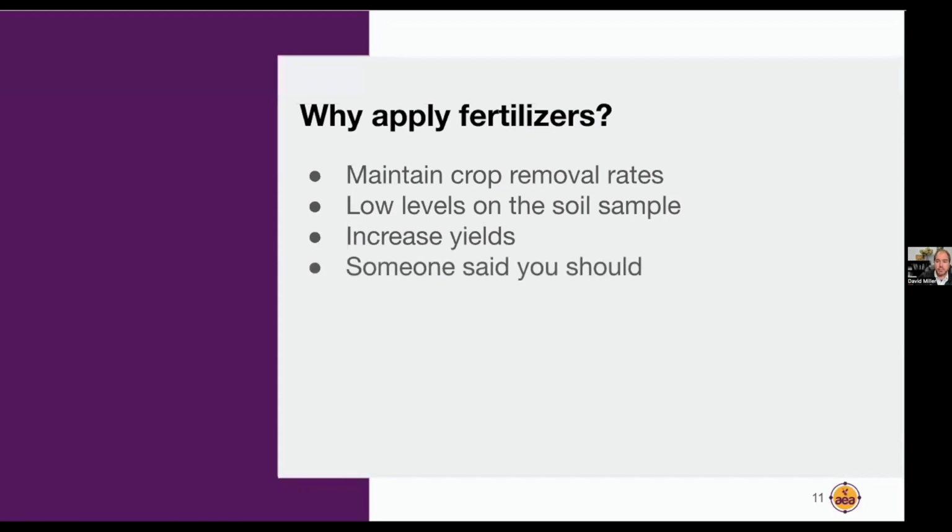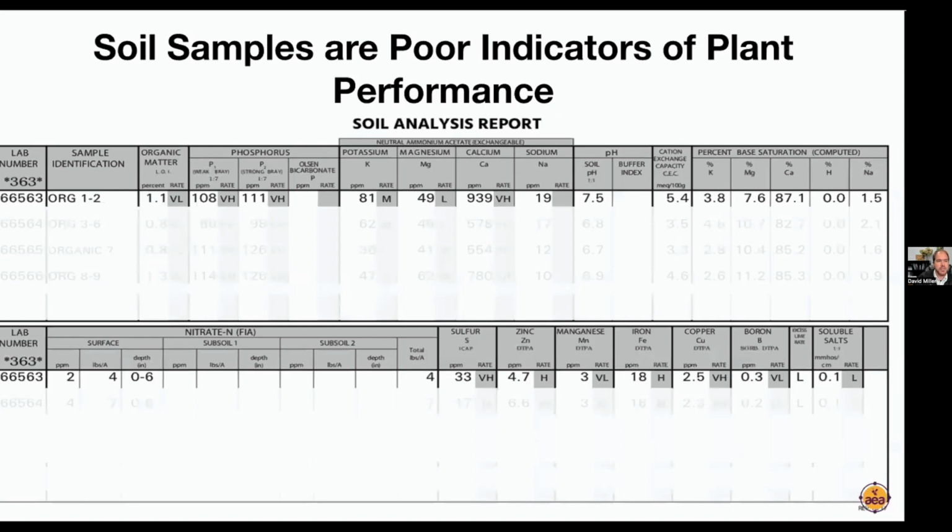Maybe someone just said you should apply it. Maybe it's something that you've always done on your farm. Maybe you've never asked the question, and that's okay too. That's part of why we have the discussion here today, is simply to say, never thought about that. Well, let's think about it. Let's see if we can understand why we do what we're doing.